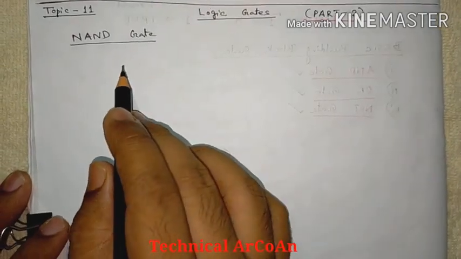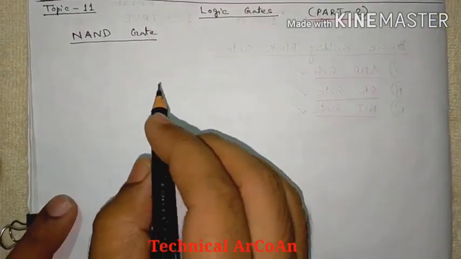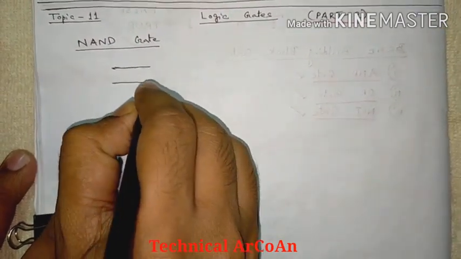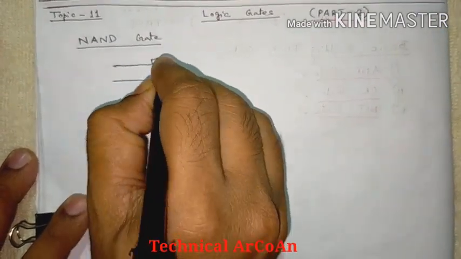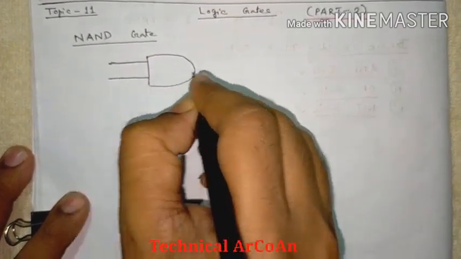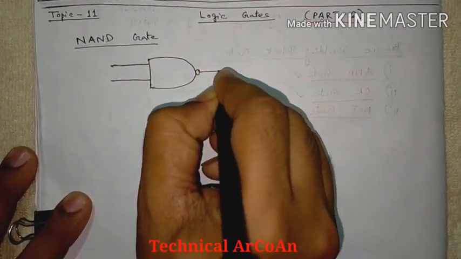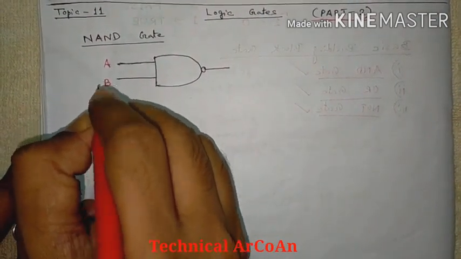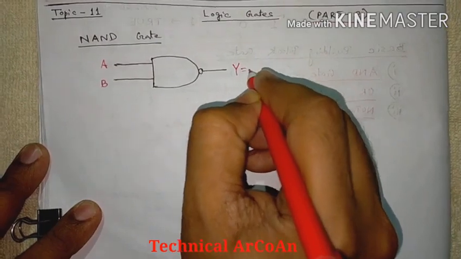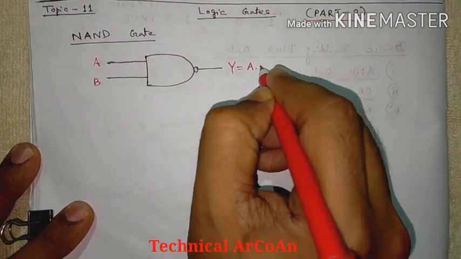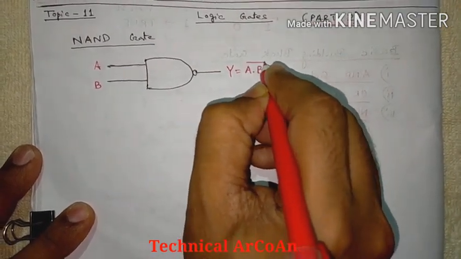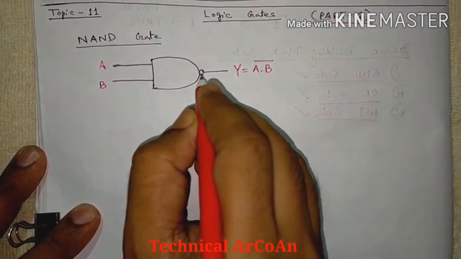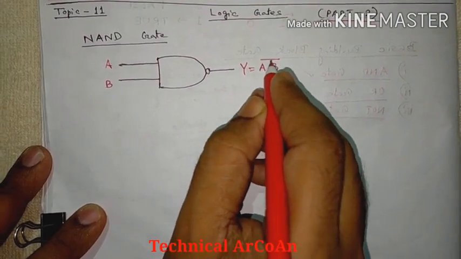Now today first we discuss the NAND gate. So what will be the block diagram of the NAND gate? The block diagram should be like that. And here A and B are the inputs, and Y is the output, and what will be the expression? A dot B complement. Why? AND means dot operation, means multiplication, and NAND means not AND. That's why the complement is there.